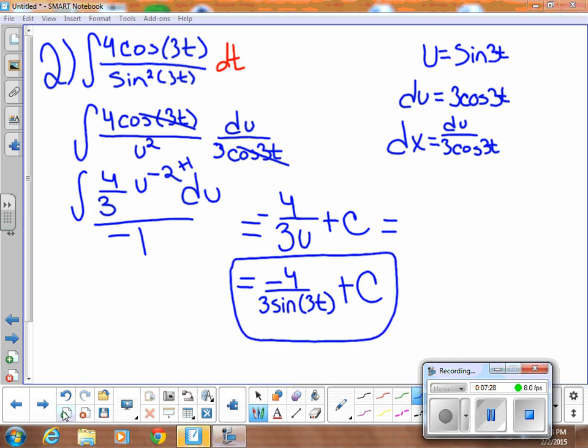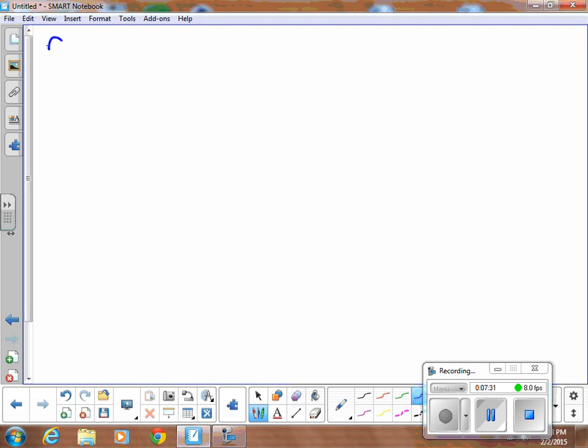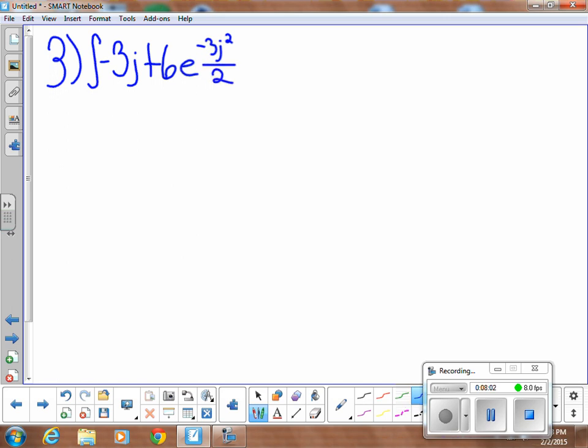Okay, next problem, number 3. Anytime you have a problem that has e, you're always going to make your u the exponent of e. Now, there were some questions earlier, and second block, you guys didn't get this clarification. But on the exponent part, that says negative 3j squared, all of it is over 2. J squared, and then all of that's over 2. So that's part of the exponent there, plus 6j.